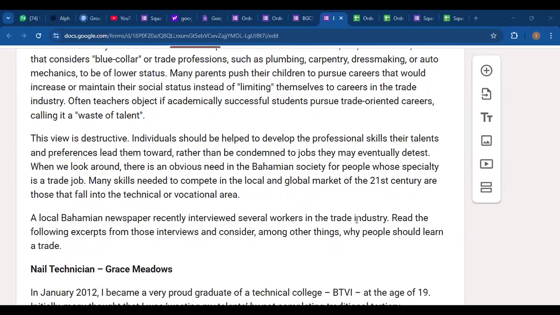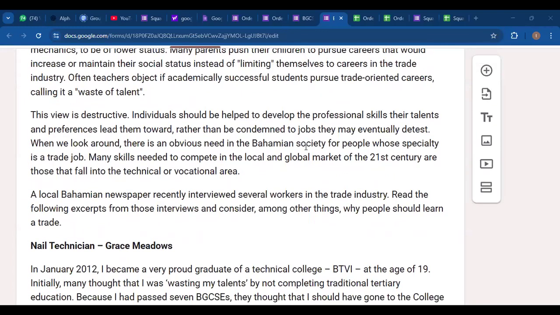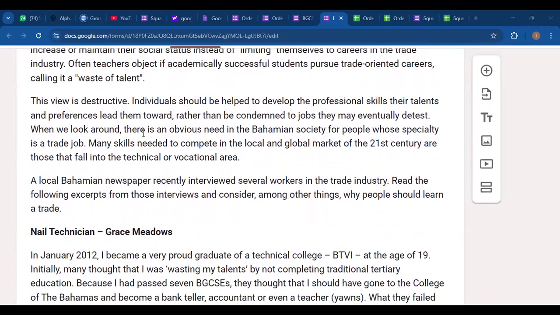This view is destructive. Individuals should be helped to develop the professional skills their talents and preferences lead them toward, rather than be condemned to jobs they may eventually detest. When we look around, there is an obvious need in Bahamian society for people whose specialty is a trade job. Many skills needed to compete in the local and global market of the 21st century are those that fall into the technical or vocational area.